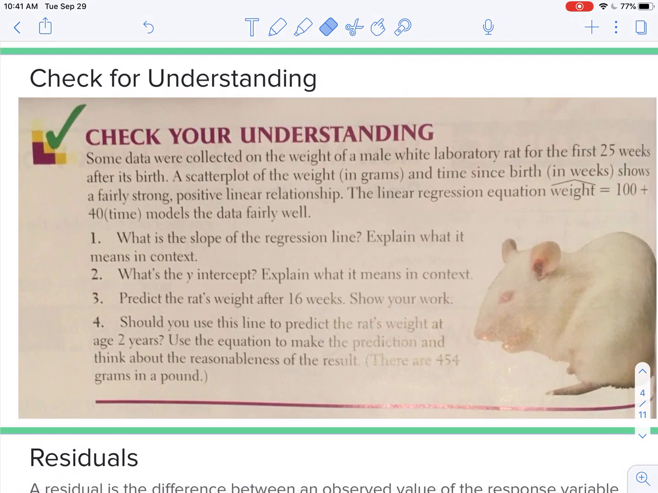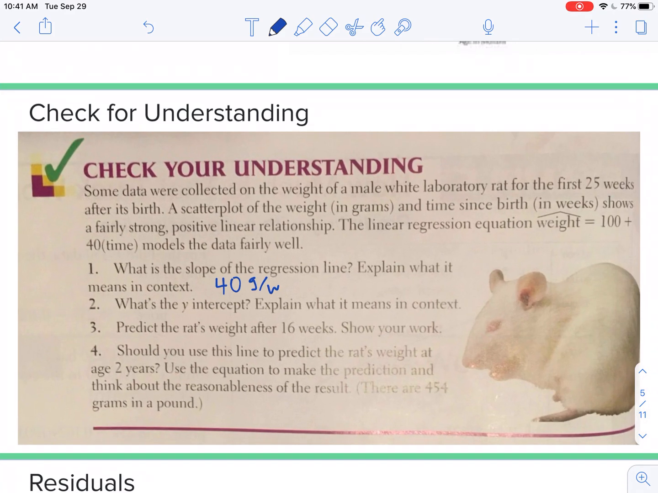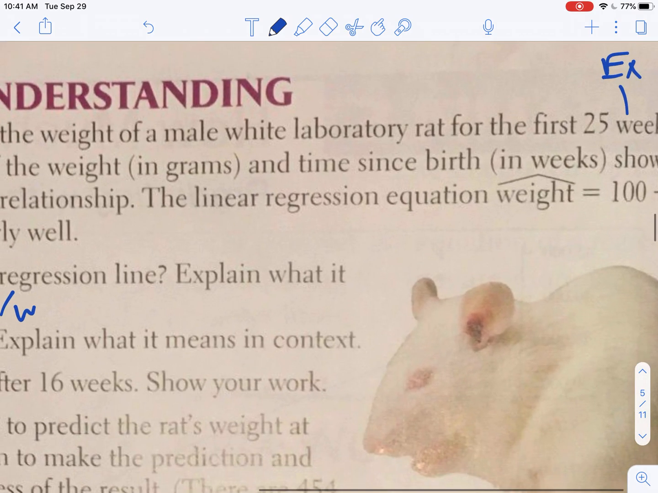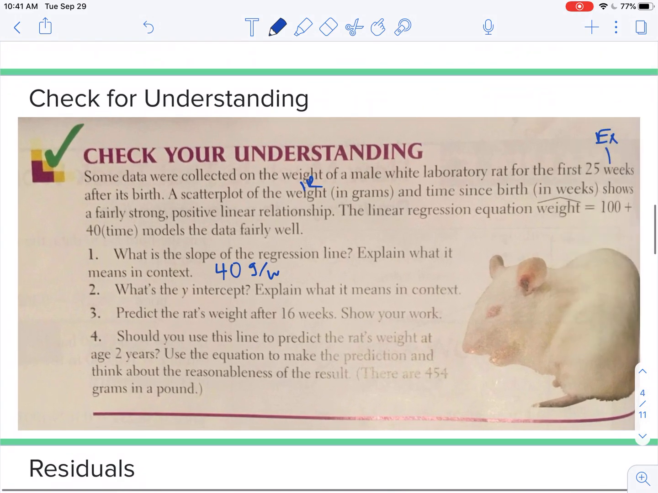So what is the slope of the regression line? The slope of the regression line is 40 grams per week. And I can use that based off my explanatory variable and my response variable. This is going into like science and algebra 1. Since weeks is my explanatory variable and weight is my response, what we're saying is that every week we measure this rat, it grows an extra 40 grams in weight. And that's what that slope means.